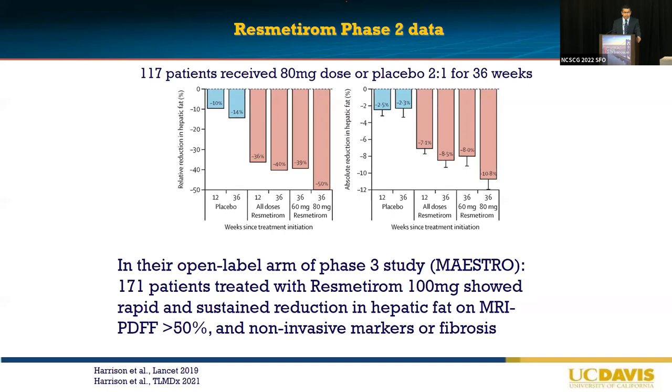In the open label arm of the phase 3 study, which was shown at AASLD 2021, it showed 171 patients treated with the 100 milligram dose showed a rapid and sustained reduction in their hepatic fat on PDFF, and also a decrease in the non-invasive markers of fibrosis. So we are going to see what their data shows when it comes out.